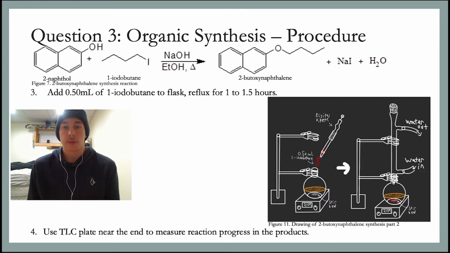And then after refluxing it for about an hour and a half, you'll use a TLC plate, or thin layer chromatography, to track the reaction progress and the products. So in this step, you'll take a small amount of the product mixture and spot it on the TLC plate, and you'll also spot the reactant 2-naphthol, as well as a co-spot to compare the two. And then you can use this plate to determine if there's any 2-naphthol left over in the products.